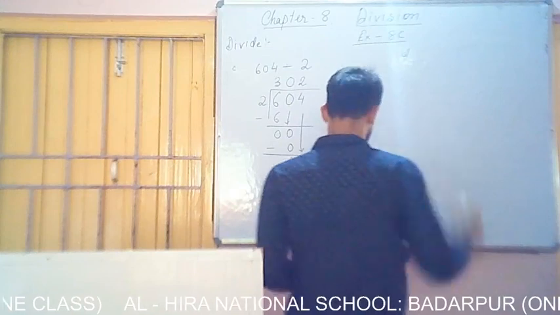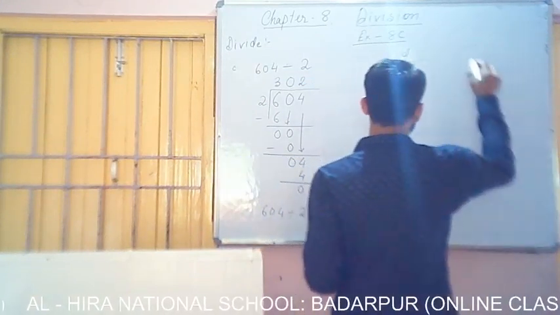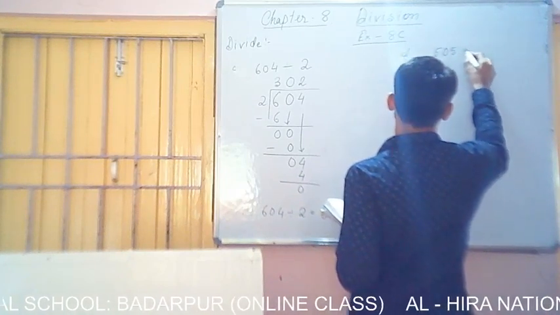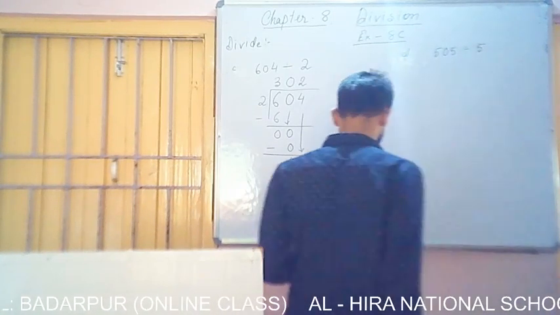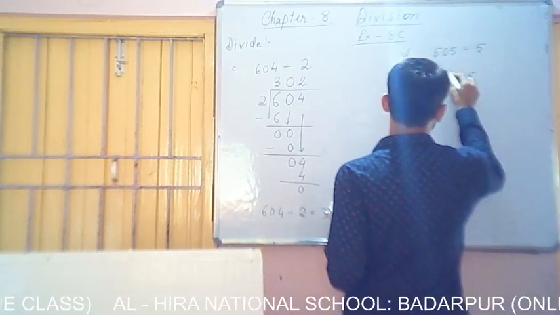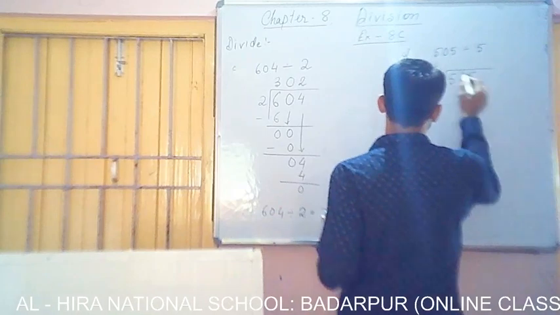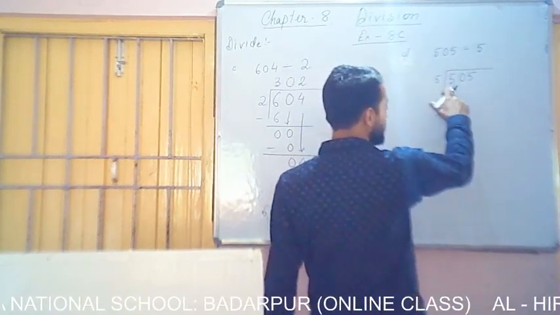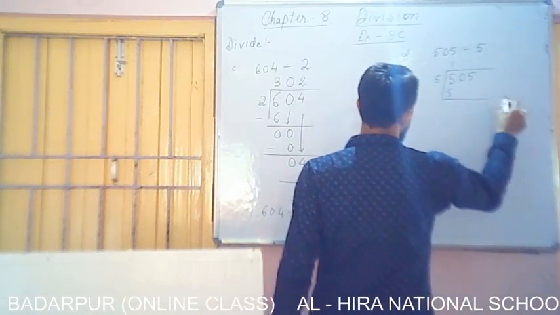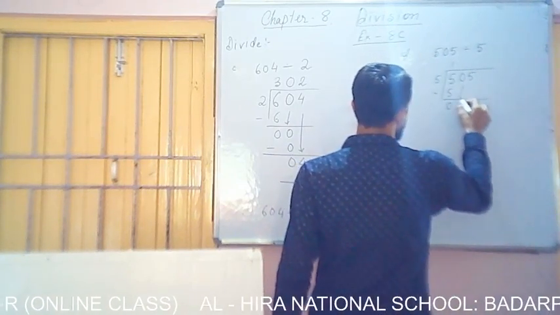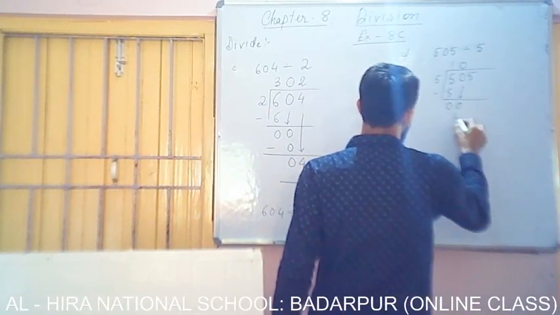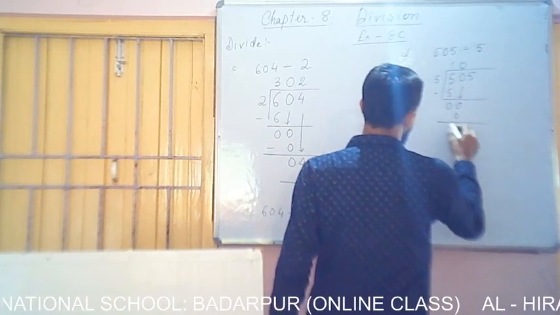Now question number D. 505 divided by 5. So which place do we have to divide? We have to divide the hundreds place. So we can write 5 ones are 5. 5 minus 5 equals 0. Bring down 0 tens. Again 5 multiplied by 0 equals 0. 0 minus 0 equals 0.